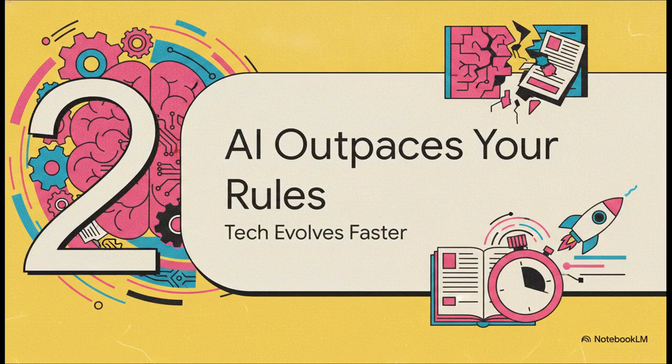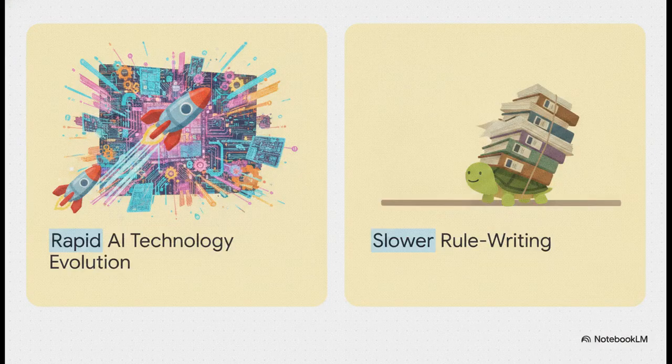Moving right along to section 2, AI outpaces your rules. So before we really get into the weeds of policies and calendars, we've got to talk about the elephant in the room, the core dilemma that's causing massive anxiety for organizations right now. In Maintenance 2, we tackle the stark reality that AI technology evolves way, way faster than most organizations can write rules for it.